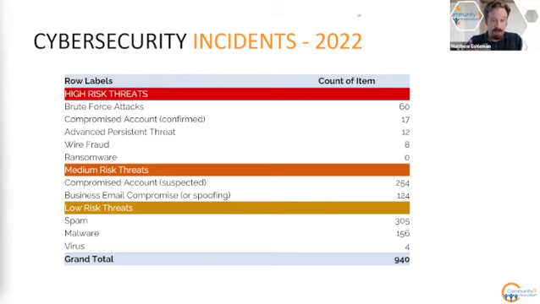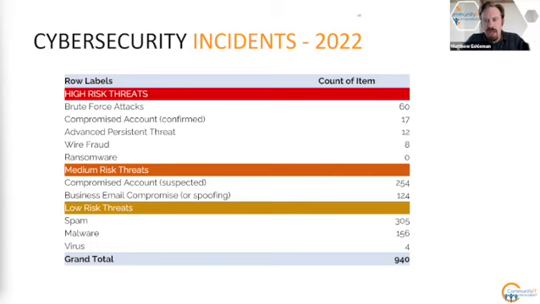So again, brute force attacks typically mean your infrastructure is being actively targeted. Account compromise means that somebody other than the named or trusted user has access to that account. Advanced persistent threat actors, right? It means the bad guys are in your network and are really targeting you. And then wire fraud, again, obviously with significant financial loss there. So those are the things that we view as really high risk threats.